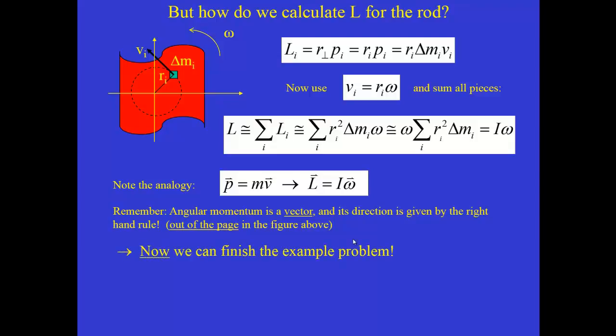So with this in place, we can now return to the example problem and figure out the answer to the question, what happens after the collision? Because now we have a way of writing down the angular momentum of that rod after the collision happens and it begins to rotate with a rotational velocity omega. And we'll finish that problem in class.